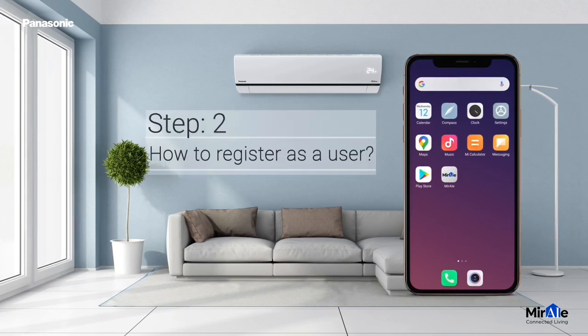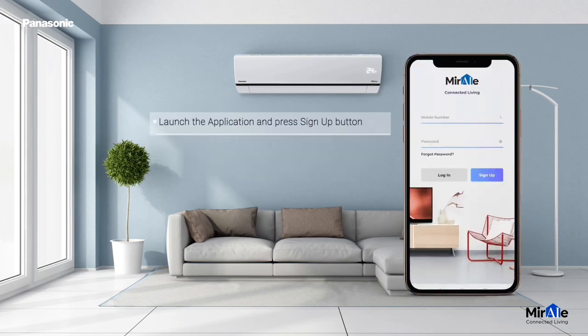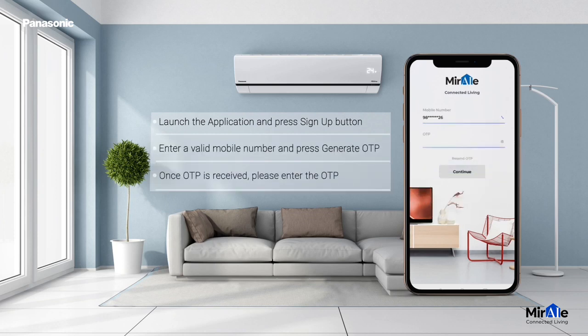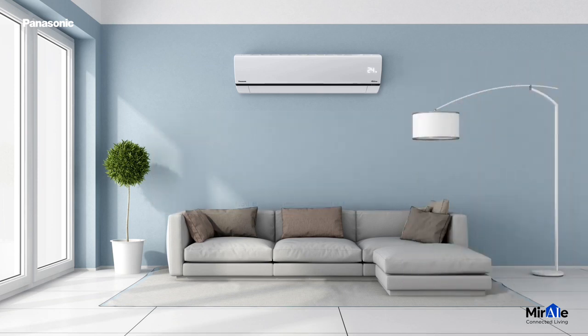Step 2. How to register as a user. Launch the application and press Sign Up button. Enter a valid mobile number and press Generate OTP. Once OTP is received, please enter the OTP. Enter the name, email, and create password to register. Congratulations! You have now registered as a user in the MirAIe Connected Living platform.